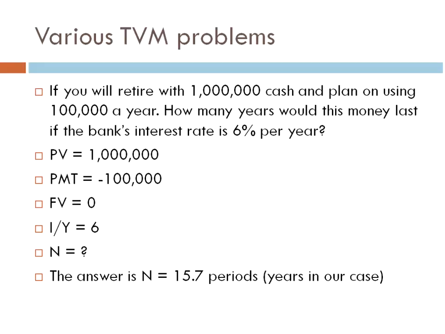The answer is 15.7 periods. In our case, that's years. So this money will last 15.7, so approximately 16 years, if you spend $100,000 a year out of the $1 million you have, if the interest rate in the bank is 6%.